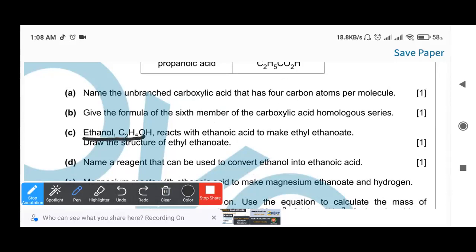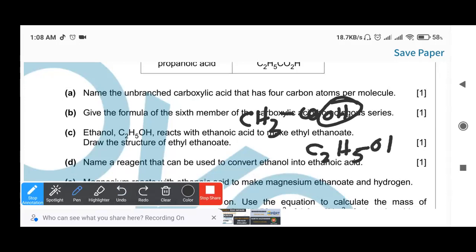Ethanol reacts with ethanoic acid. So from ethanoic acid, CH3CO2H, we will take an OH. Let me write it in detail. COOH, we will take OH from here, and from ethanol we will take the H. And this O and this O join. So what is the total structure? Look, CH3CO.